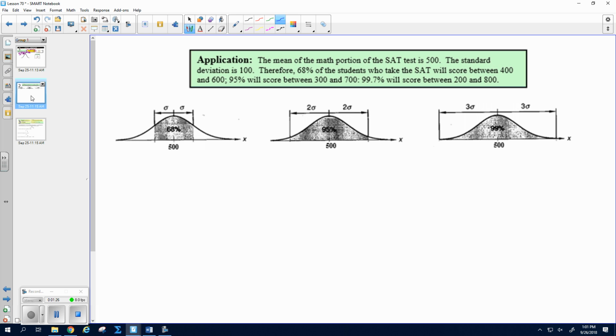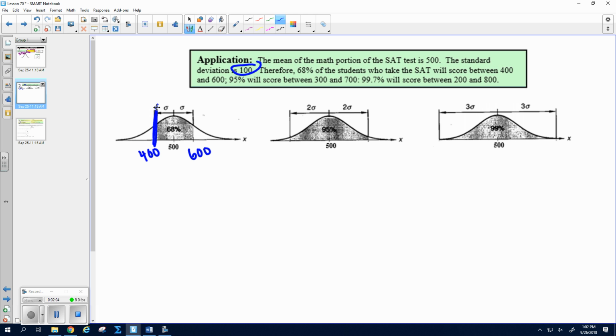Another cool thing about the normal distribution is it always is distributed similarly. For example, if you're talking about the SAT, they always put it on a standard curve. Your average, or your median, is at 500, and 68% of people will always score within 1 standard deviation above and below the mean. If the standard deviation is 100, that means that 68% of the people will score between 400 and 600. So you want to memorize this rule of 68%.